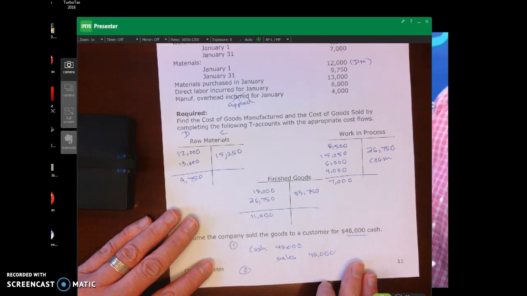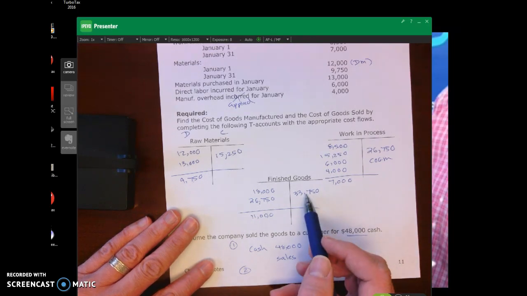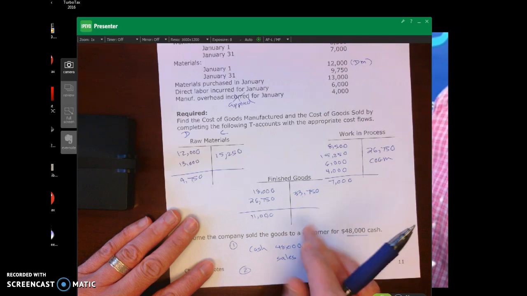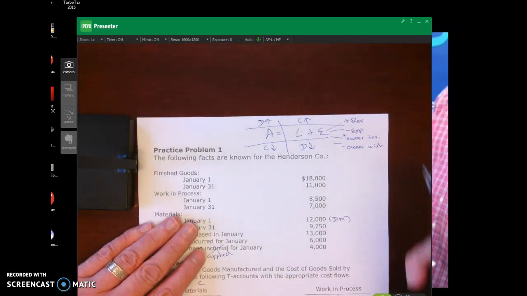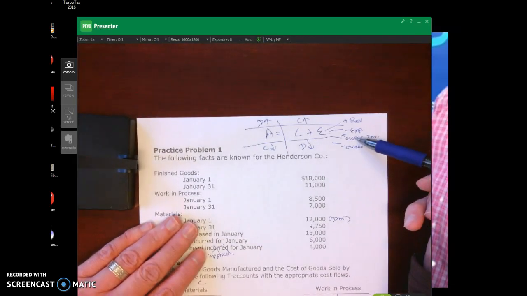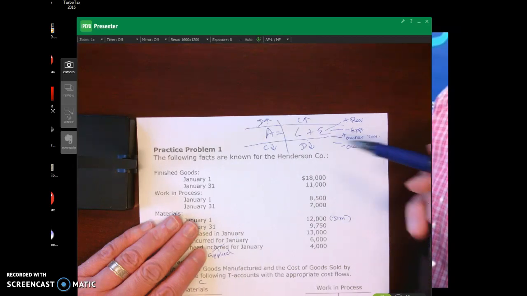The second journal entry that I have to do is to recognize the cost of goods sold. Well, what's my cost of goods sold? It's $33,750. Where do you put cost of goods sold in terms of the accounting equation? It's an expense. How do I make an expense go up? Well, I make an expense go up with a debit because as expenses go up, equity goes down.